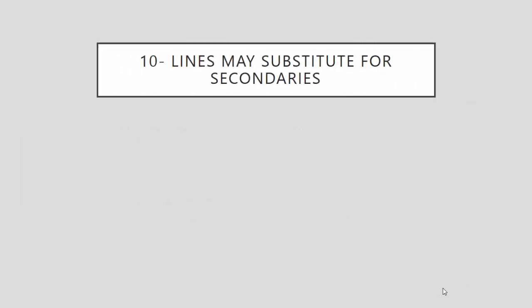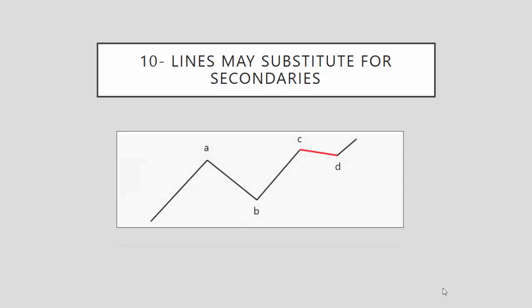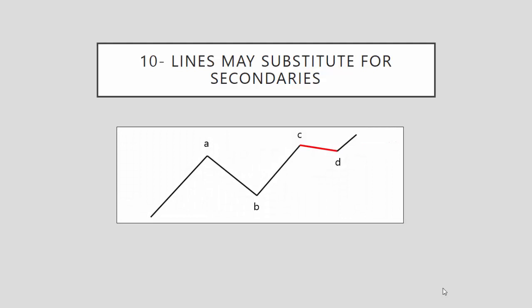Next principle. Lines may substitute for secondaries. What does that mean? For knowing that, first we should know what a line is. In the Dow theory, a line is a sideways movement in one or both averages which lasts at least 2 or 3 weeks, and prices go up and down within a range of 5%. It's like a horizontal line like C to D in this picture. When we see this, we can consider it as a secondary movement.